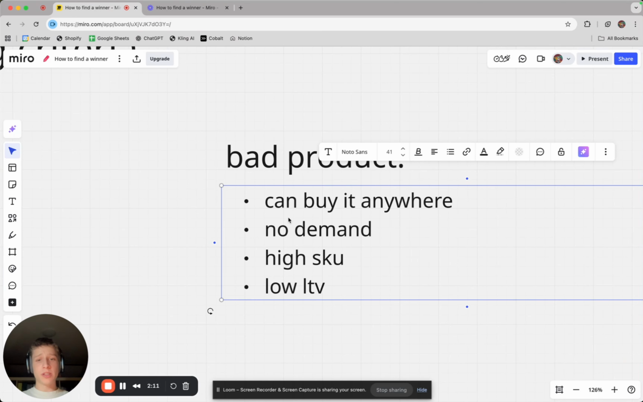Now, a bad product is one you could buy anywhere. So if your product can be bought at a supermarket, what's stopping them from just buying it there rather than from your website? Then if there's no demand, obviously it's not going to convert.